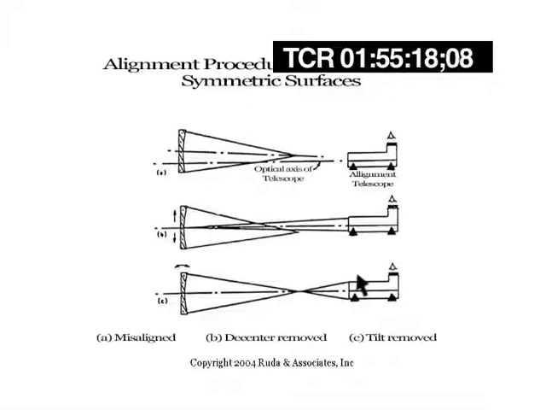Since two points determine a line, and we have now positioned two points of this mirror, namely the vertex of the mirror and the center of curvature of the mirror, on this optical axis, we have achieved the alignment of these two axes.